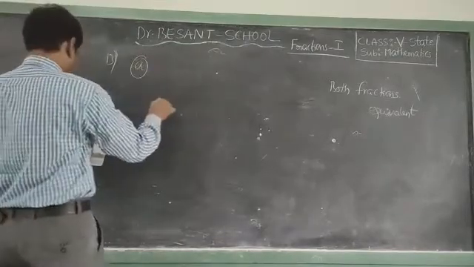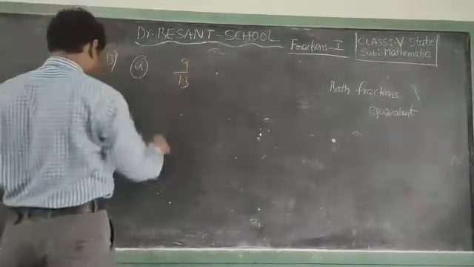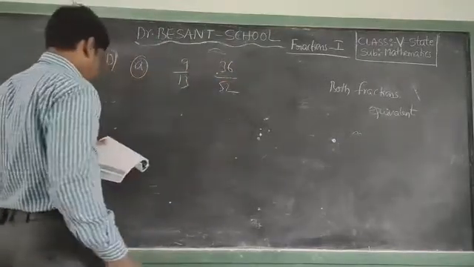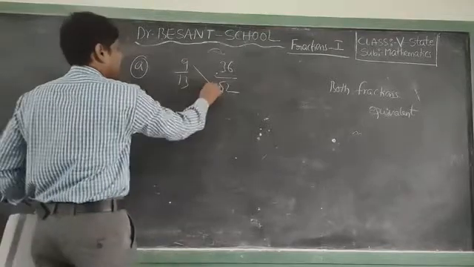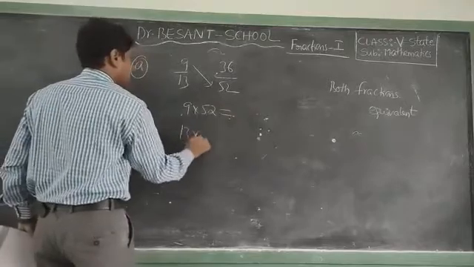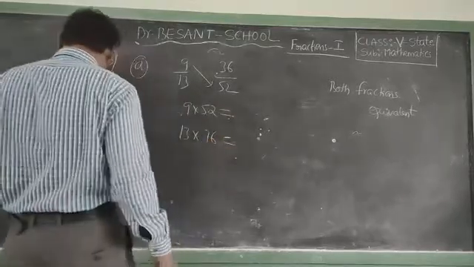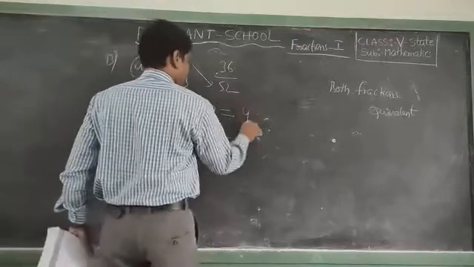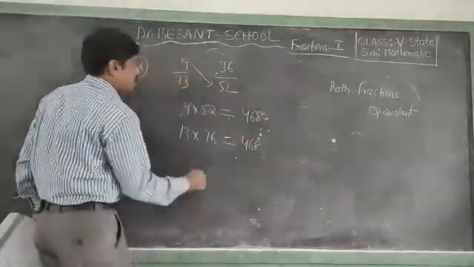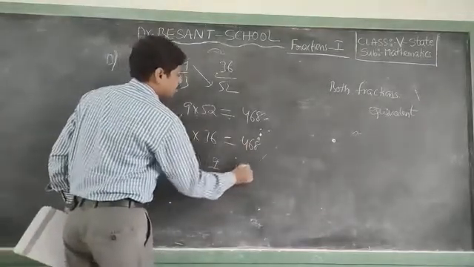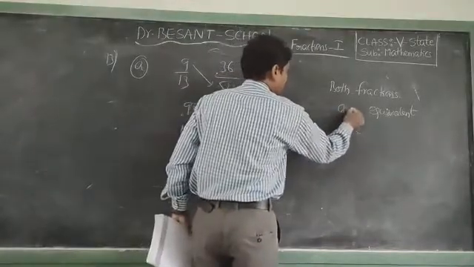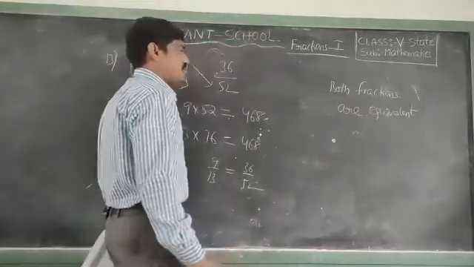9 by 13 and 36 by 52. Same, cross product: 9 into 52 is 468, and 13 into 36 is also 468. So that's why 9 by 13 is equal to 36 by 52. Both fractions are equivalent.